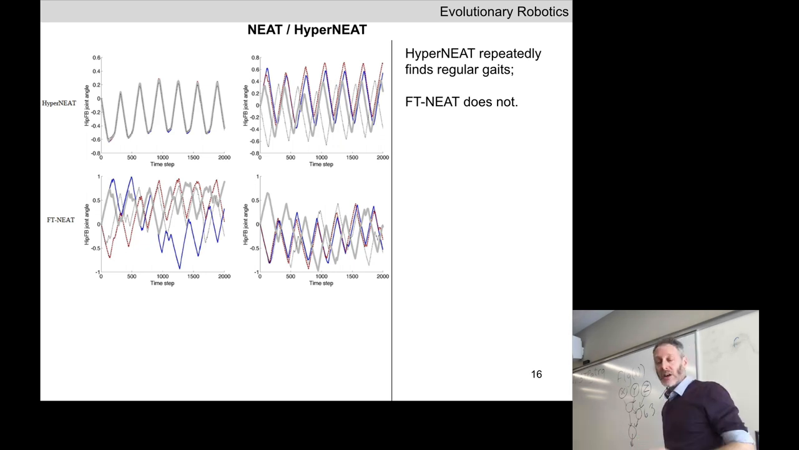Okay. So here's a visualization, thankfully, of the data coming from those two videos. Here's pronking for HyperNEAT. So if you look carefully, hopefully you can see in each of these four panels, there are four different curves corresponding to the angles of, I think, the four hip joints. You can see here all four are moving together for HyperNEAT. And here you can also see there's a regular pattern, much less of a regular oscillation in the case when FT-NEAT was used.